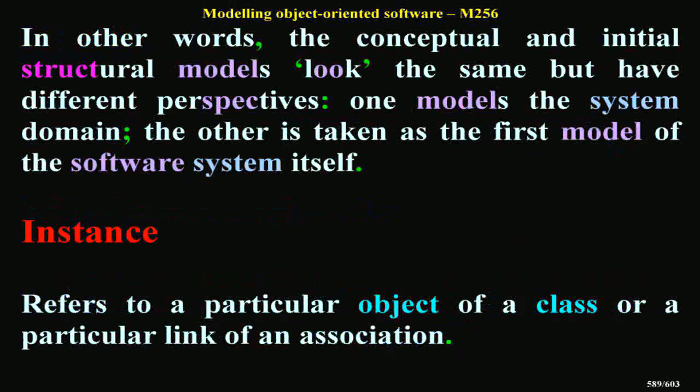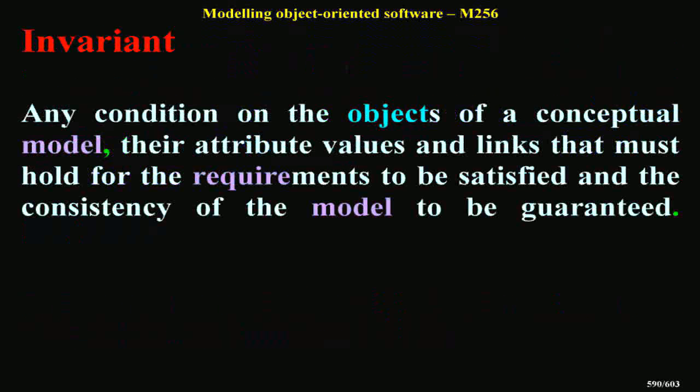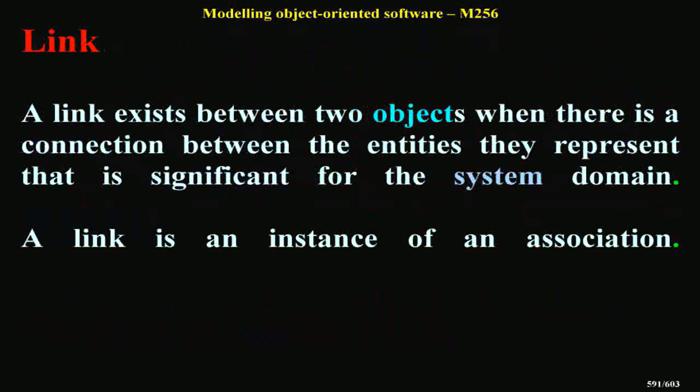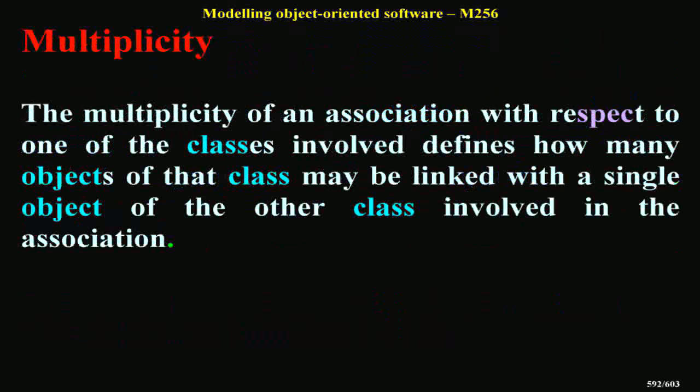Instance refers to a particular object of a class or a particular link of an association. Invariant. Any condition on the objects of a conceptual model, their attribute values and links that must hold for the requirements to be satisfied and the consistency of the model to be guaranteed. Link. A link exists between two objects when there is a connection between the entities they represent that is significant for the system domain. A link is an instance of an association.